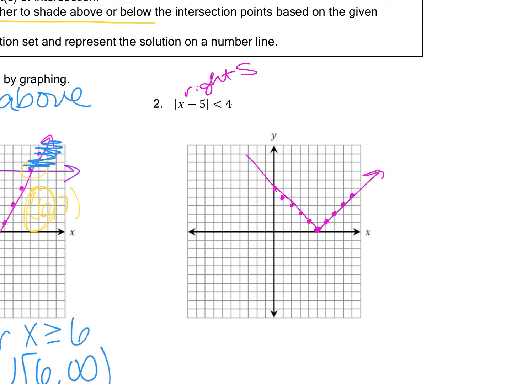Now, depending on your intersection points, you might have to keep going with your points. You'll just have to check. Now, this one here is just going to be crossing the y at 4. 1, 2, 3, 4. It's just a straight line. And it intersects at this point and this point.